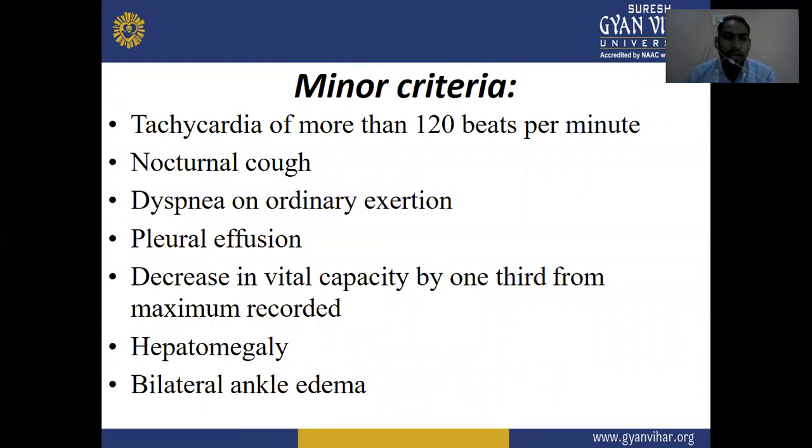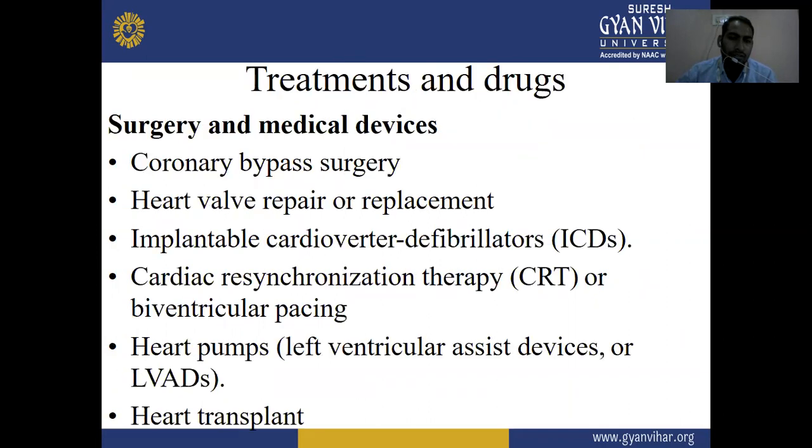Minor criteria of CHF. Tachycardia of more than 120 beats per minute. Nocturnal cough. Dyspnea on ordinary exertion. Pleural effusions. Decrease in vital capacity by one third from the maximum recorded. Hepatomegaly, bilateral ankle edema. These are the minor criteria of congestive heart failure.